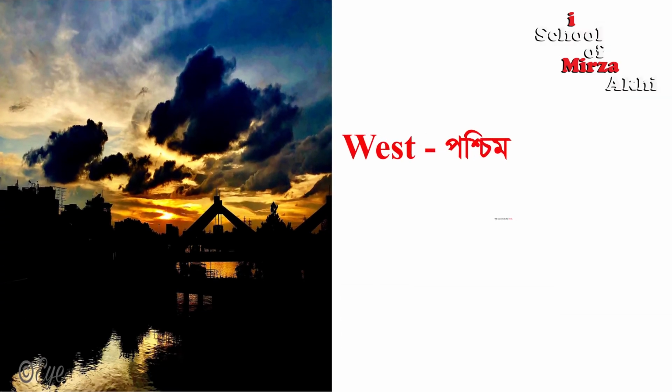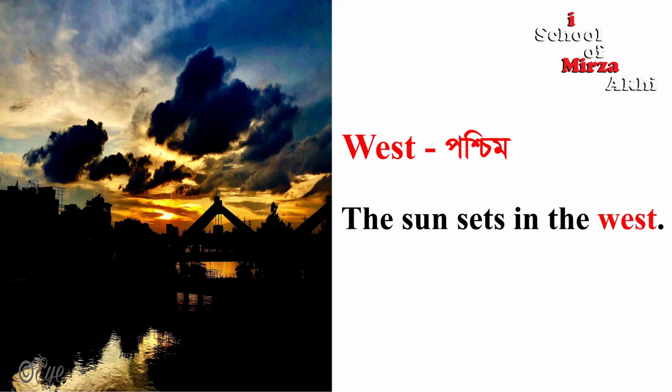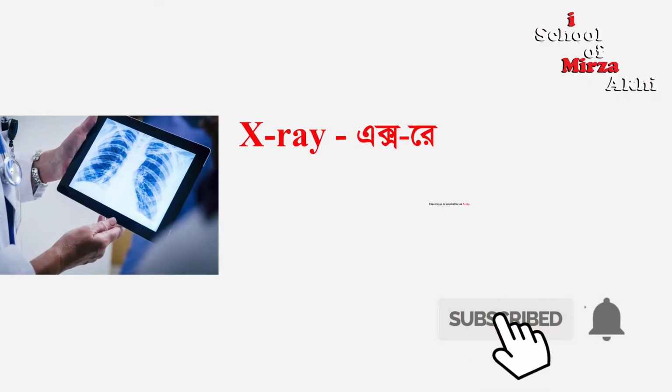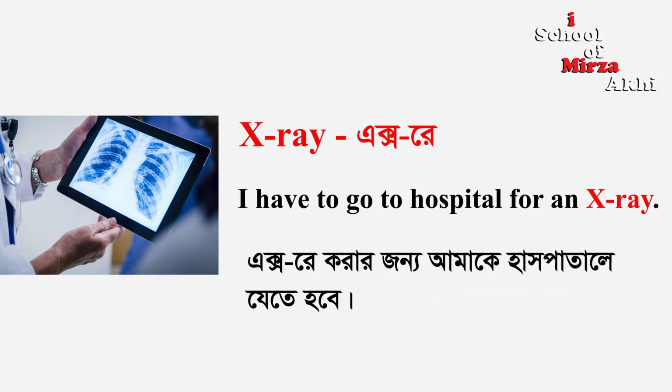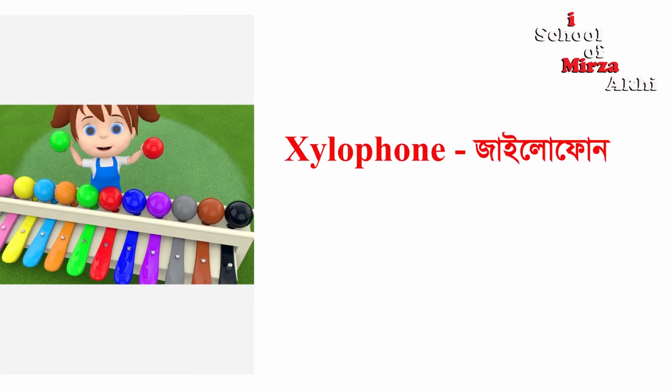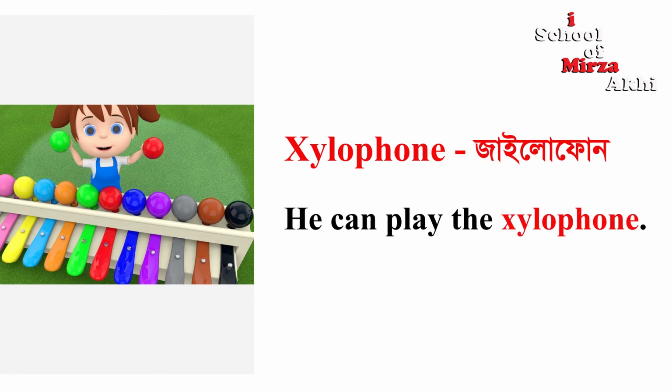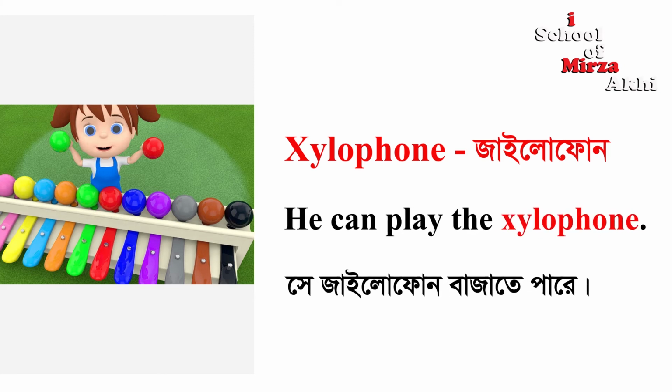West. The sun sets in the west. সূর্য পশ্চিম দিকে অস্ত যায়. X-ray. I have to go to the hospital for an X-ray. X-ray করার জন্য আমাকে হাসপাতালে যেতে হবে. Xylophone. He can play the xylophone. সে জাইলোফোন বাজাতে পারে.